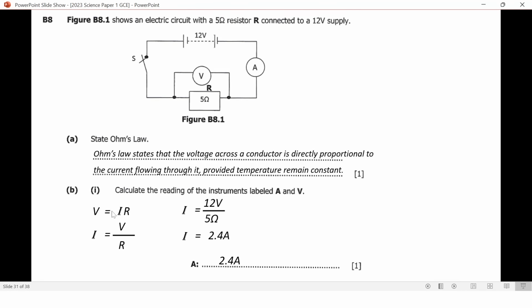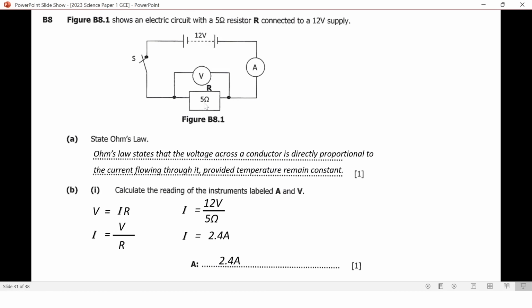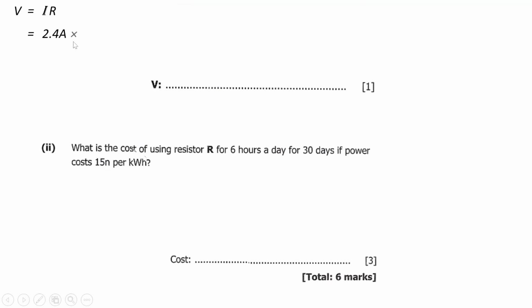So we'll use the same formula here, which says voltage is equal to current times resistor. But current, we have calculated it to be 2.4. Resistor there, you see the resistor which is here, it is 5. So use the same 5 there times 5, then it will give us 12 volt. So the answer is 12 volt.